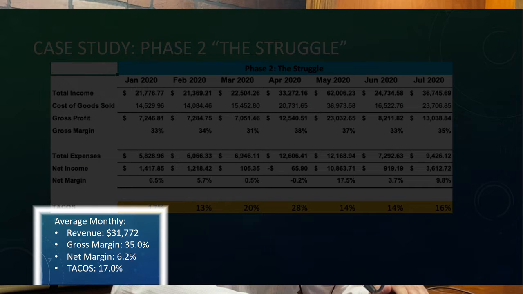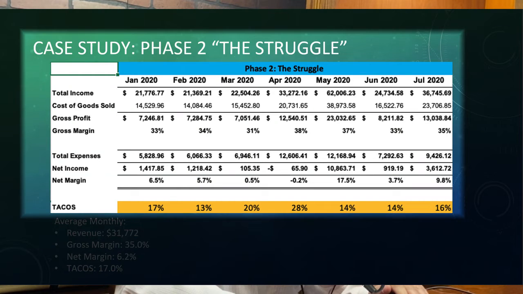We had gross margin of 35%, so stepping up a little bit. Net margin was 6.2%, so again, stepping up a little bit, but a high TACoS. TACoS was 17%. If you look at most of these months, net income is $1,400, $1,200, $105. In April, we did negative $65 in net income on $33,000 in total income.